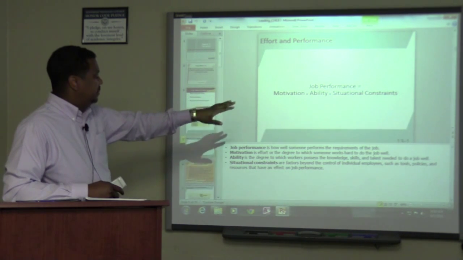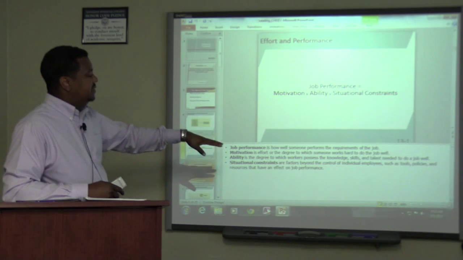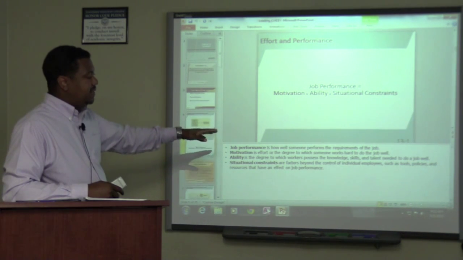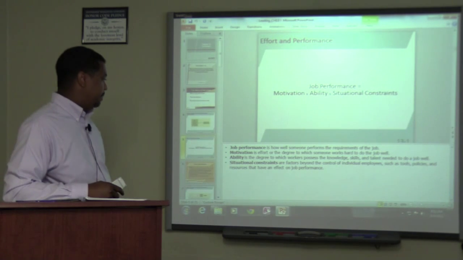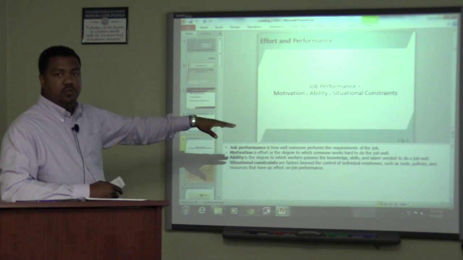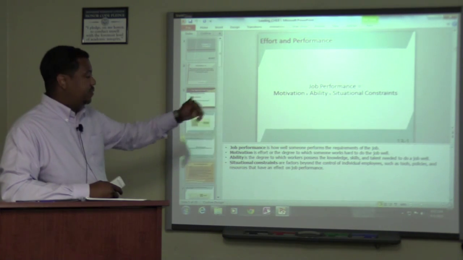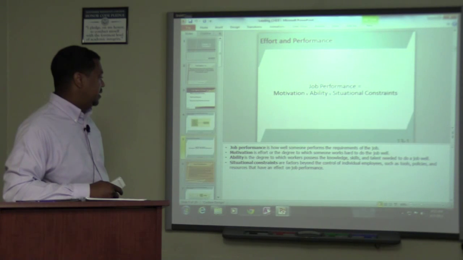Let's look at ability. Ability is the degree to which workers possess the knowledge, skill, and talent needed to do a job well. In some cases, our team members may not necessarily have the skills or the talent to do certain types of jobs, certain types of tasks that we are actually requesting of those individuals.